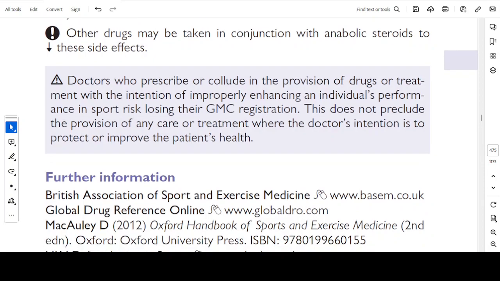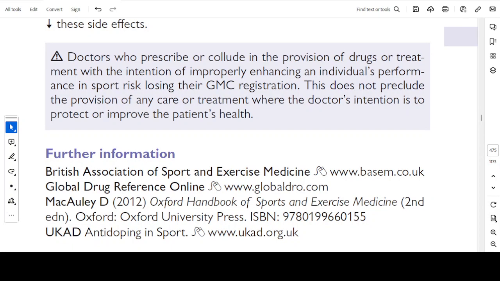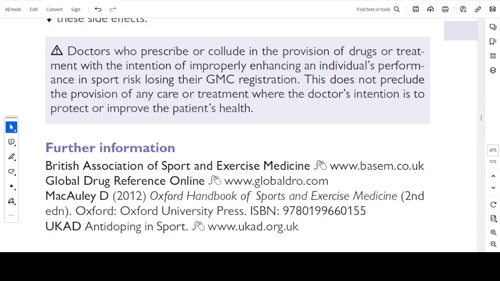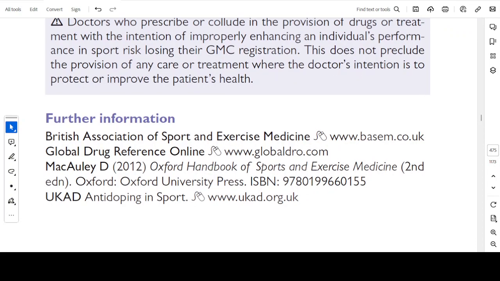Doctors who prescribe or collude in the provision of drugs or treatment with the intention of improperly enhancing an individual's performance in sport risk losing their GMC registration. This does not preclude the provision of any care or treatment where the doctor's intention is to protect and improve the patient's health.